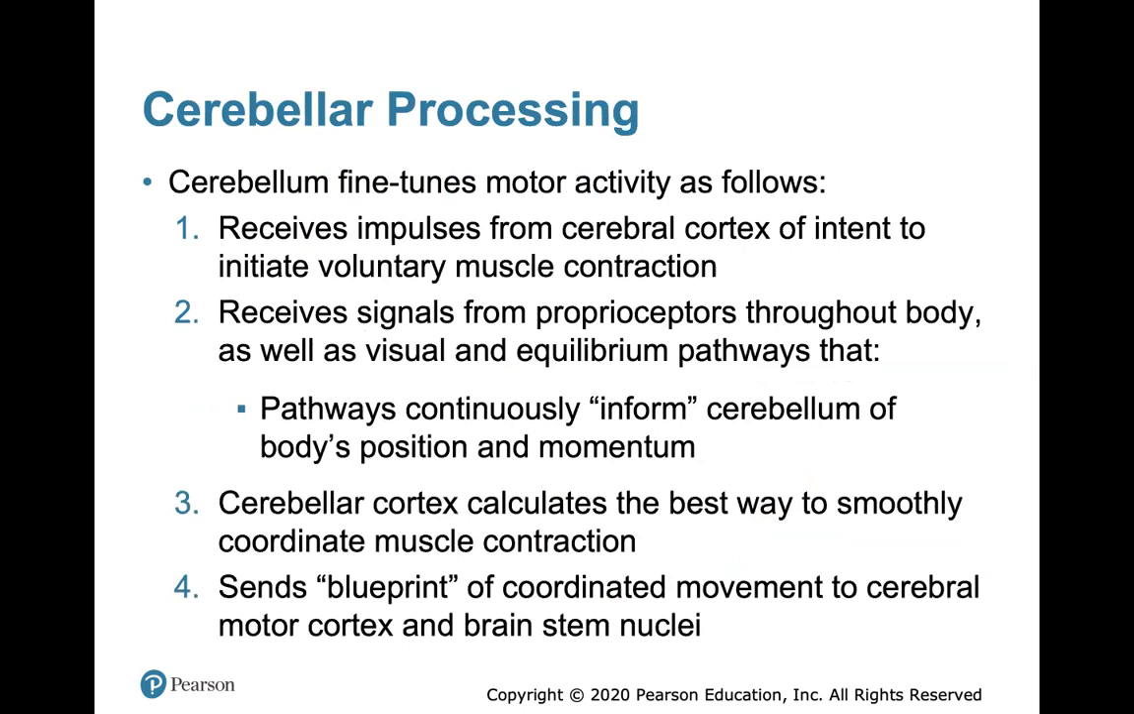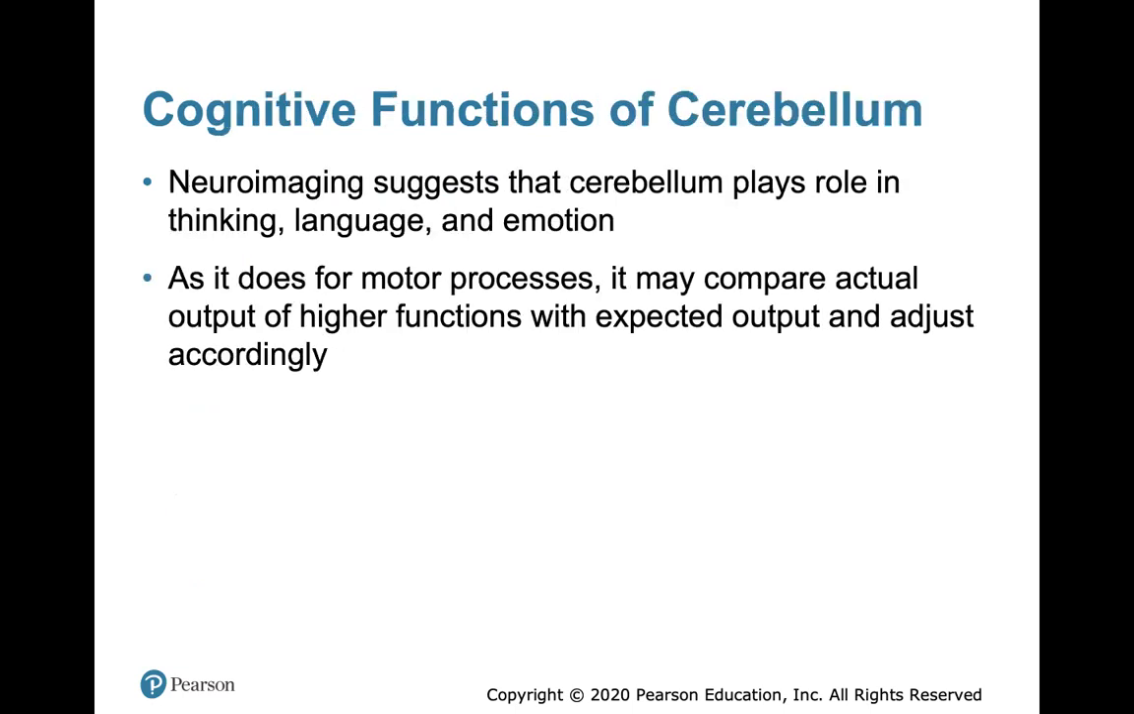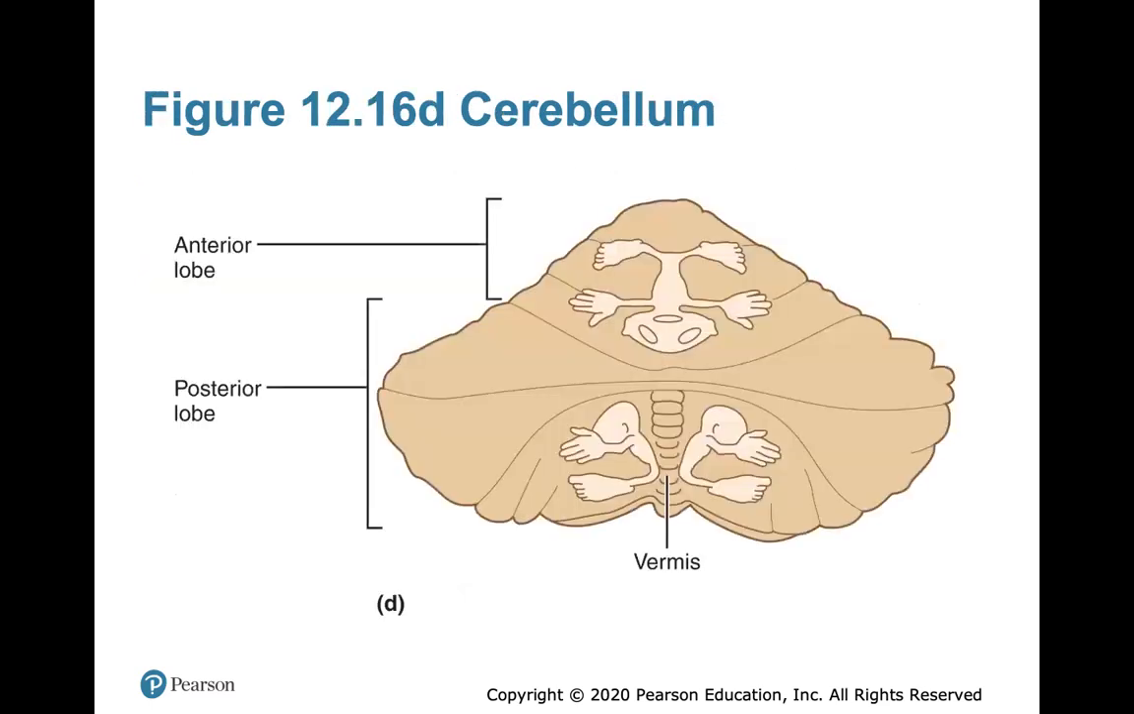Cerebellar processing fine-tunes motor activities to initiate voluntary muscle control. It really helps with balance and coordination of fine muscle movement. Neuroimaging suggests that the cerebellum plays roles in thinking, language, and emotion. As it does for motor processes, it may compare actual output of higher functions with expected output and adjust accordingly. So here's a look at the cerebellar homunculus and the sensory areas that it controls and the location of it.